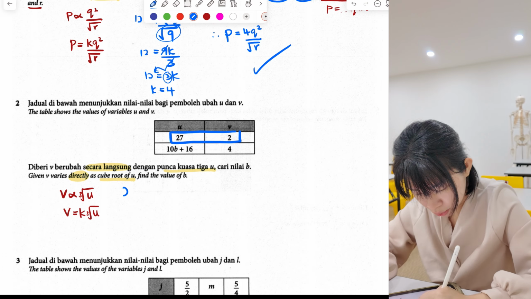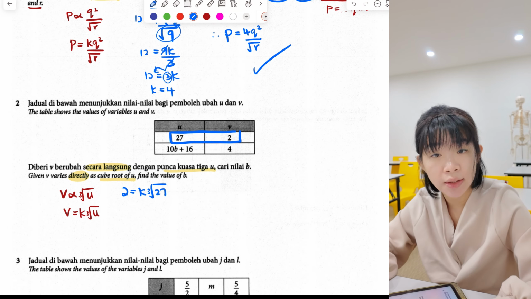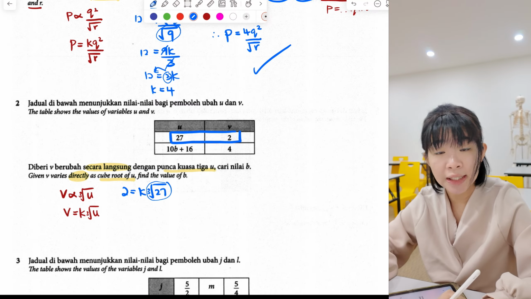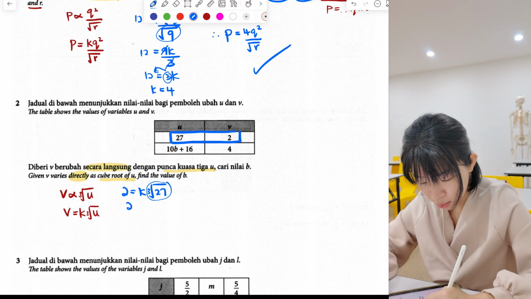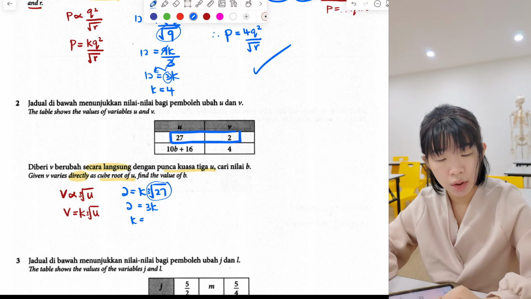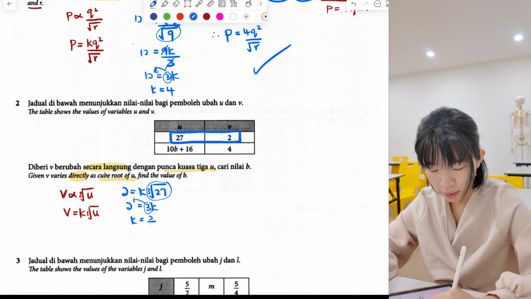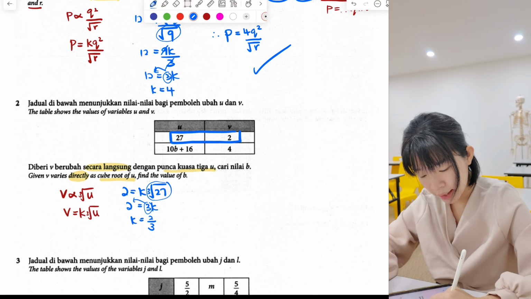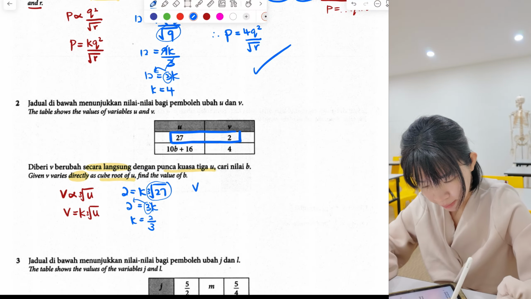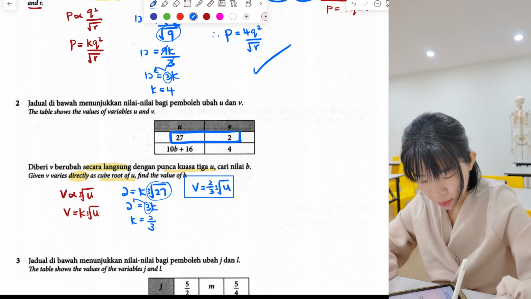V is 2, K we don't know, cube root, U is 27. Cube root of 27 is 3. So 2 equals 3K. At the end, K equals, we move the 3 over, becomes divide. So K is 2 over 3. Once we get K, put it back. Our complete equation will be V equals 2 over 3 cube root U. So this is our complete equation.